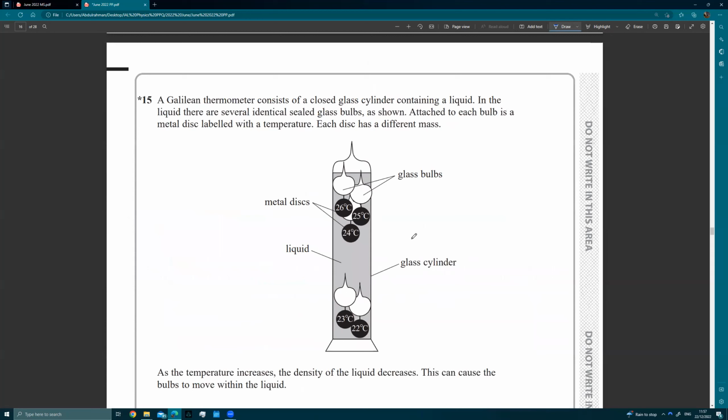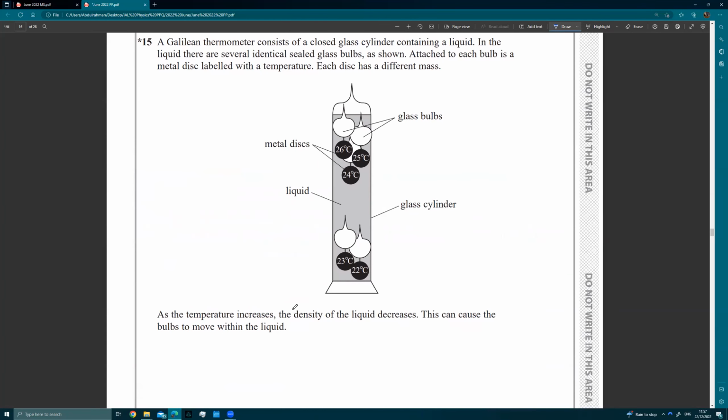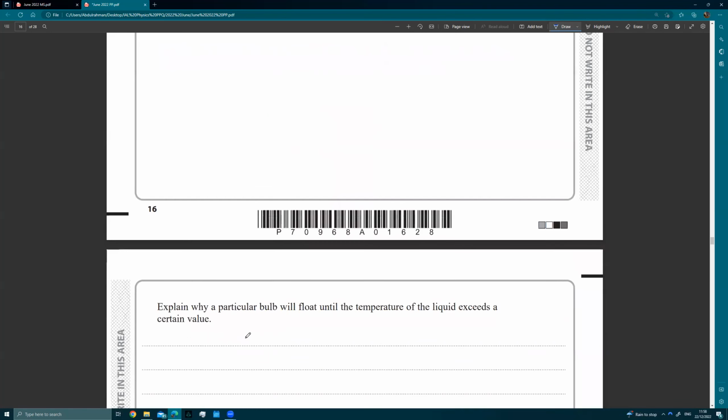A Galilean thermometer consists of a closed glass cylinder containing a liquid. In the liquid, there are several identical sealed glass bulbs as shown. Attached to each bulb is a metal disc labeled with a temperature. Each disc has a different mass. As the temperature increases, the density of the liquid decreases. This can cause the bulbs to move within the liquid. Explain why a particular bulb will float until the temperature of the liquid exceeds a certain value.